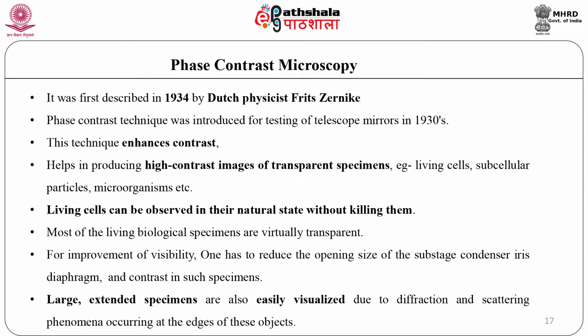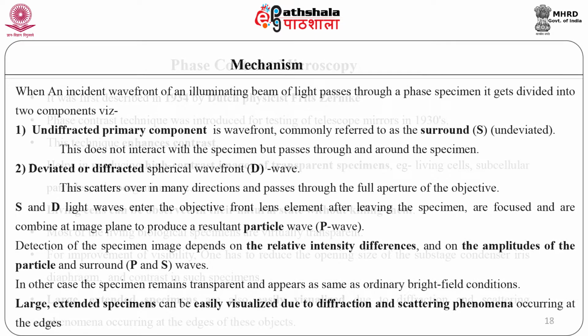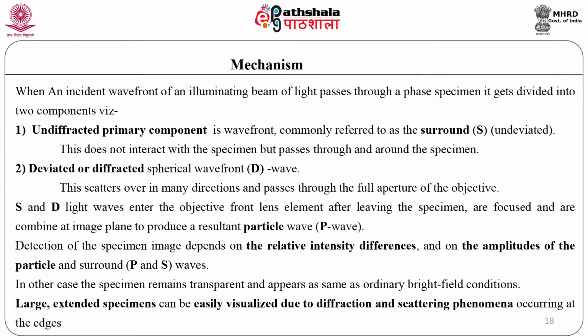Large extended specimens are also easily visualized with phase contrast optics due to diffraction and scattering phenomena occurring at the edge of these objects. Mechanism. When an incident wavefront of an illuminating beam of light passes through a phase specimen, it gets divided into two components. Component 1 is the primary component, commonly referred to as the surround or S wave, which is undeviated. This does not interact with the specimen but passes through and around the specimen.